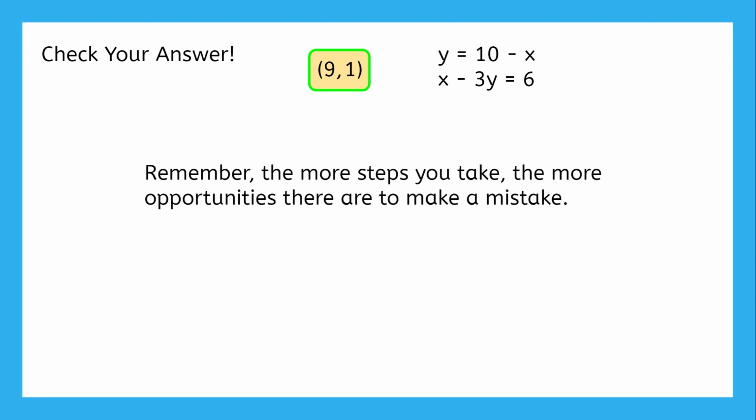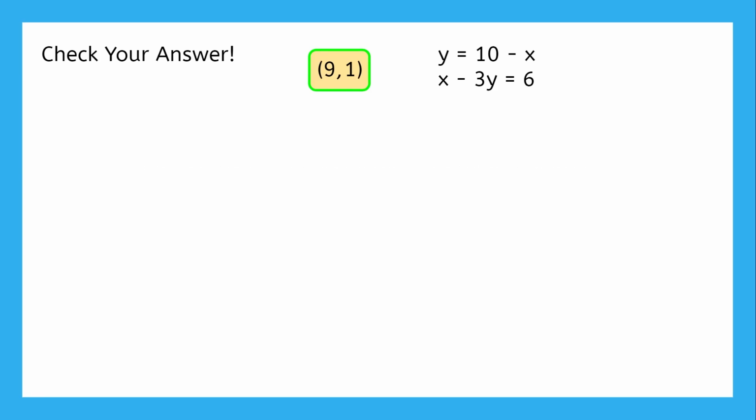Remember, the more steps you take, the more opportunities there are to make a mistake. There were a lot of steps in this problem, so we want to double check our answer in case we messed up one of the steps. So what is the solution to a system supposed to do? Oh, right. When you plug it in, it makes both equations true.